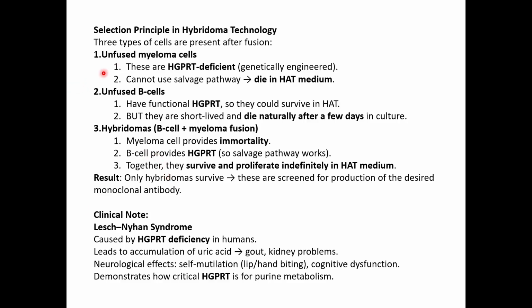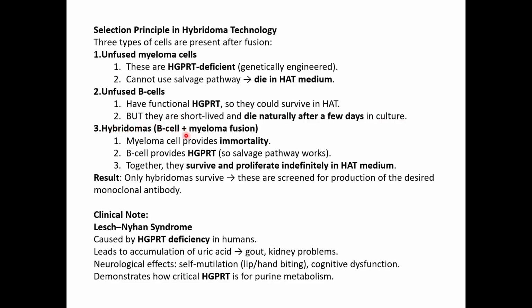So the selection principle is this. Unfused myeloma cells are HGPRT deficient. We genetically engineered them so that they are deficient of HGPRT and cannot use the salvage pathway. They die in the HAT medium. Unfused B cells have functional HGPRT, so they could survive in the HAT medium, but they are short lived and die naturally after a few days in the culture.